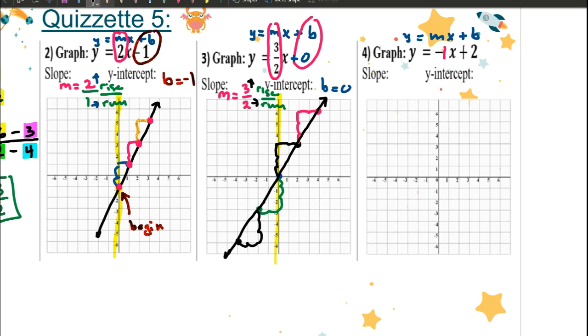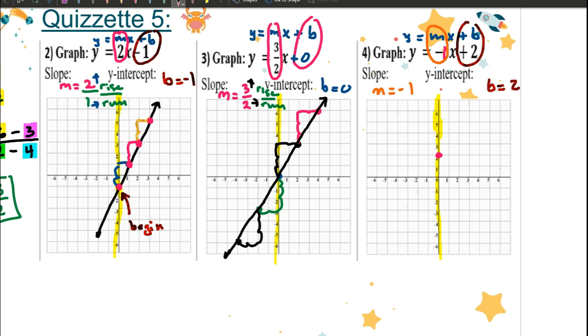If you see an x, you have to have 1x. Otherwise, if there's nothing there, it's going to be 0, which means you don't see it. If you see an x, it should have at least 1x. So m is negative 1. Your b is 2. So on the y-axis, we're going to find the beginning at 2.